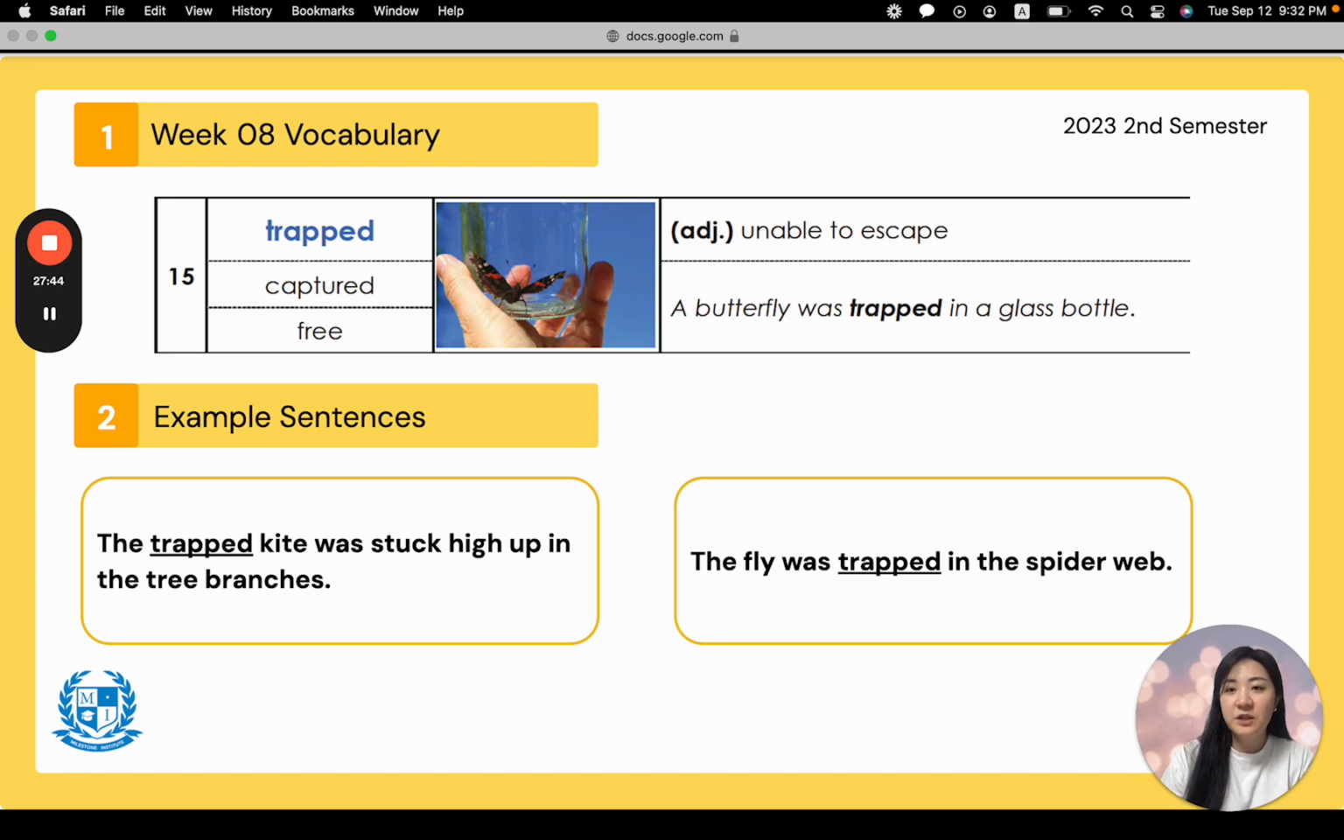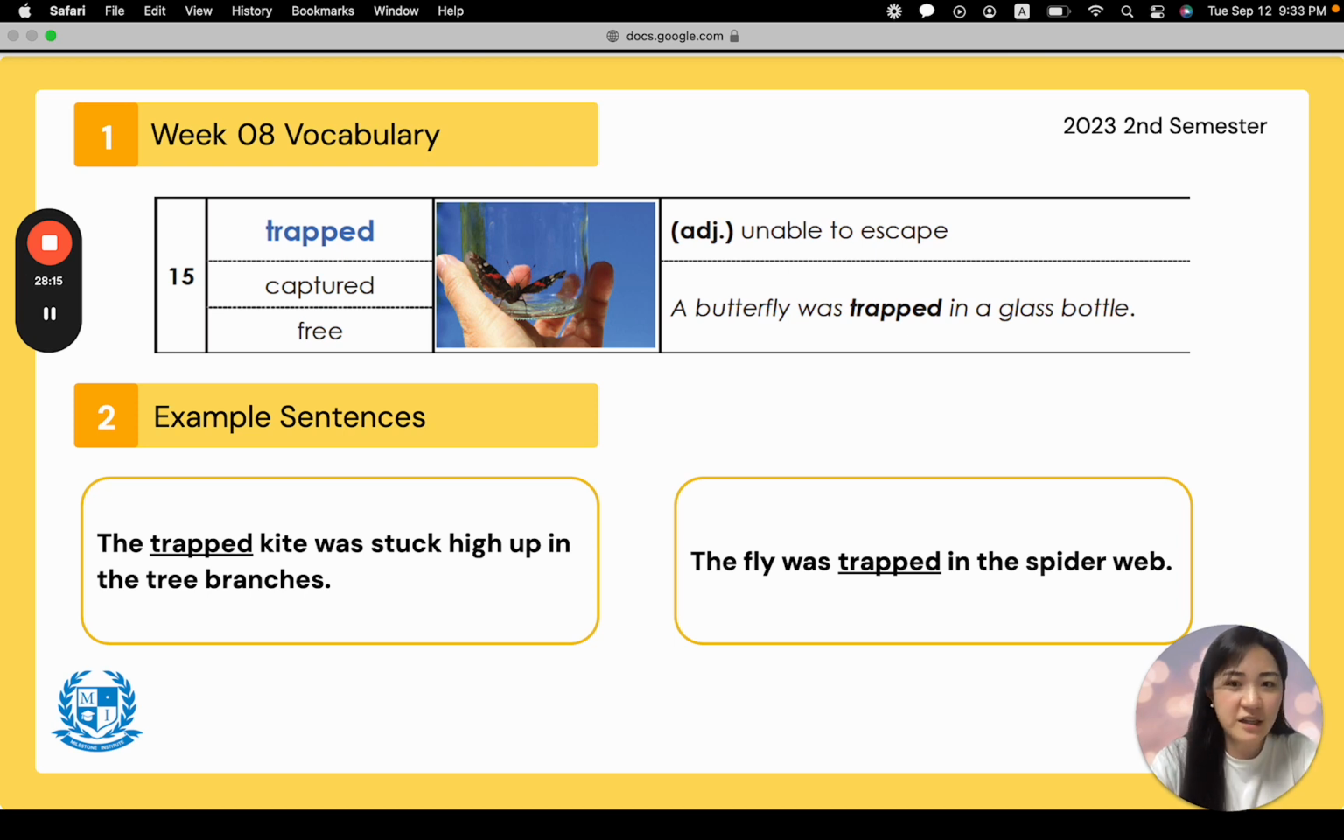Sentence at the bottom: the trapped kite was stuck high up in the tree branches. Oh no. The wind was blowing, so maybe the kite got stuck and it got trapped in the tree branches there. Or here, the fly was trapped in the spider web. I've been seeing so many spider webs lately, and a lot of flies and other bugs trapped in the web. Okay, trapped. They're captured and they cannot escape or get free.